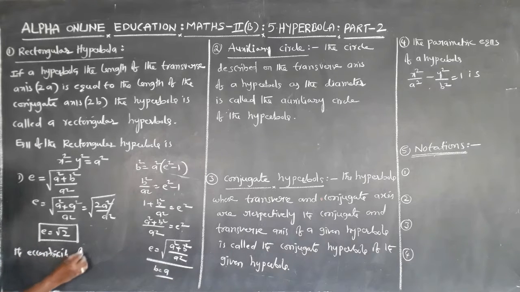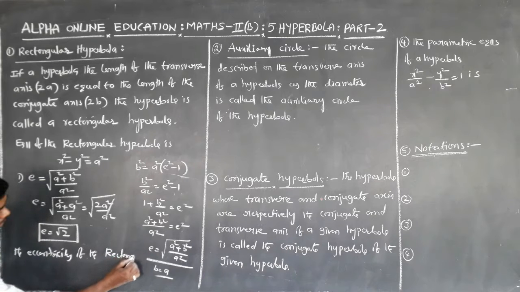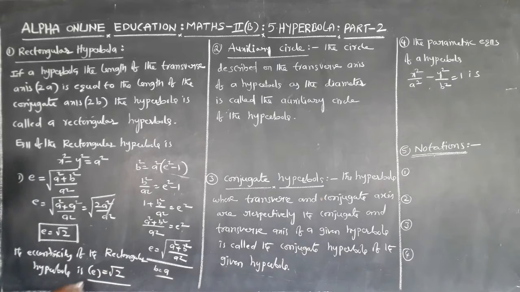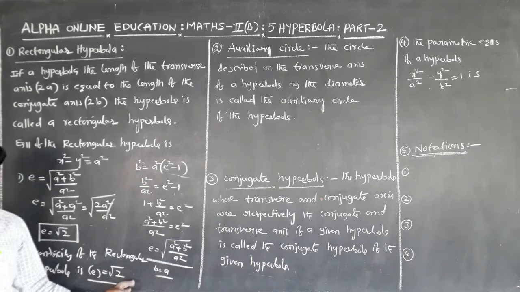The eccentricity of the rectangular hyperbola is e is equal to root 2. This is the most important concept. The eccentricity of the rectangular hyperbola is root 2.